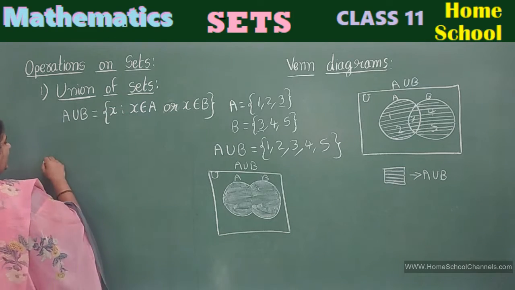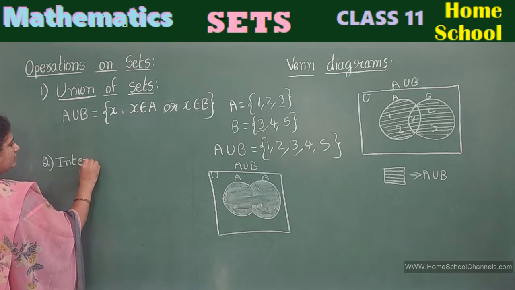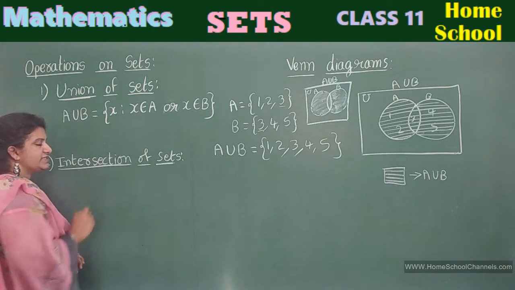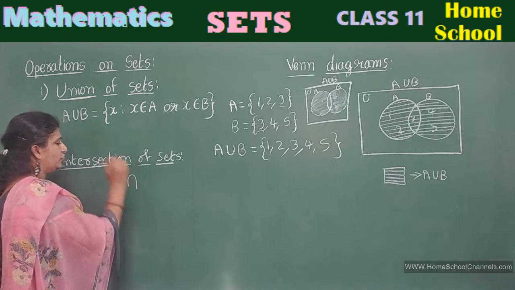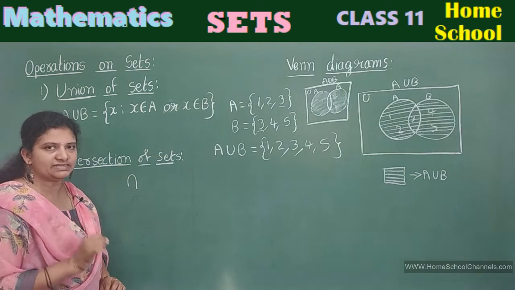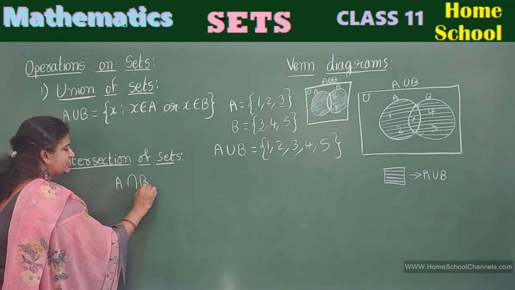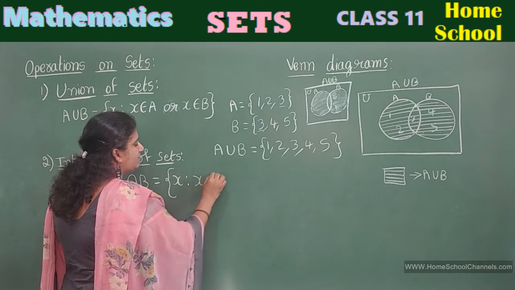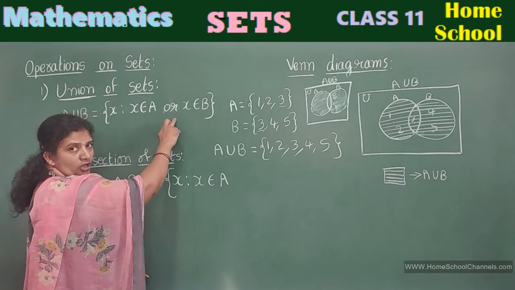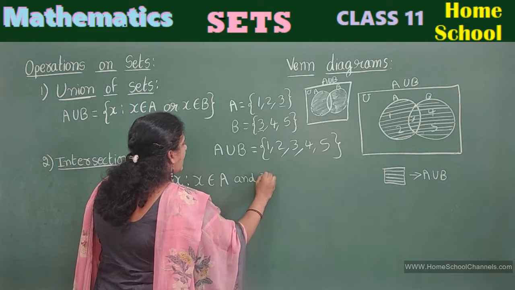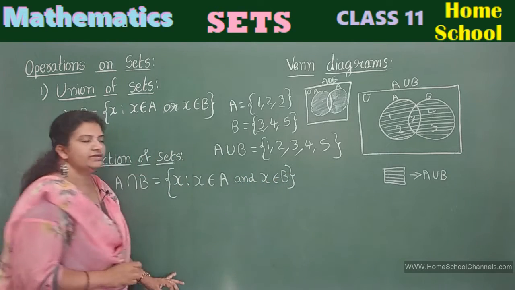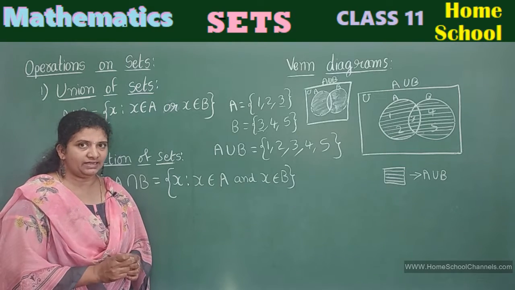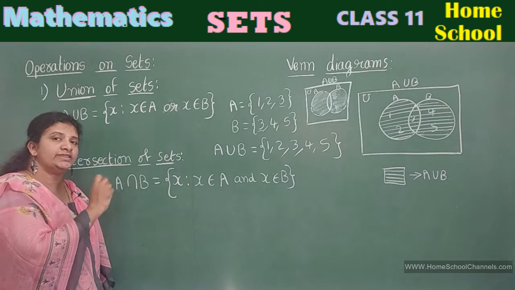Okay, next comes intersection of sets. Intersection of sets is represented by the symbol inverted U. Inverted U is the symbol to represent intersection. How do we read this? A intersection B is equal to the set of all x such that x belongs to A. Here, what we have taken is "or" in union; in intersection we are using "and": x belongs to B set. What is the definition of intersection of sets? The intersection of two sets A and B is a set consisting of common elements present in both the sets.